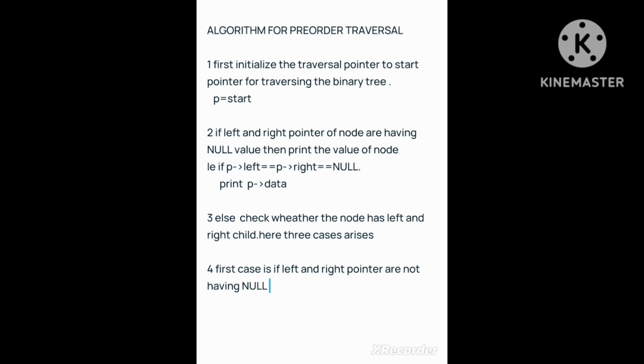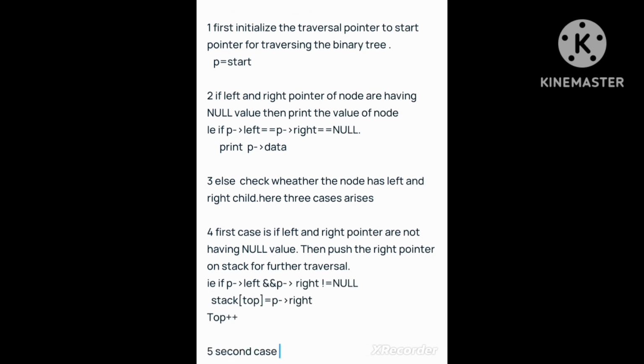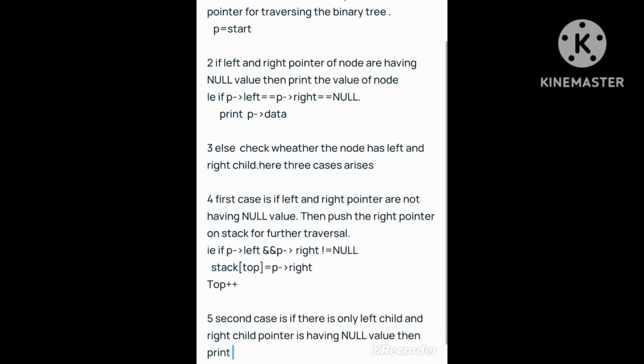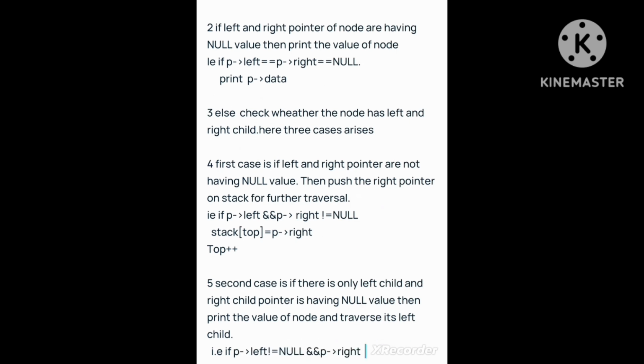In the first case we will check that the left and right pointers do not have the null value. Then we have to just push the right pointer or the right subtree onto the stack and we will traverse the left subtree. In the second case there is only the left child or the left subtree of the pointer and the right subtree has the null value.